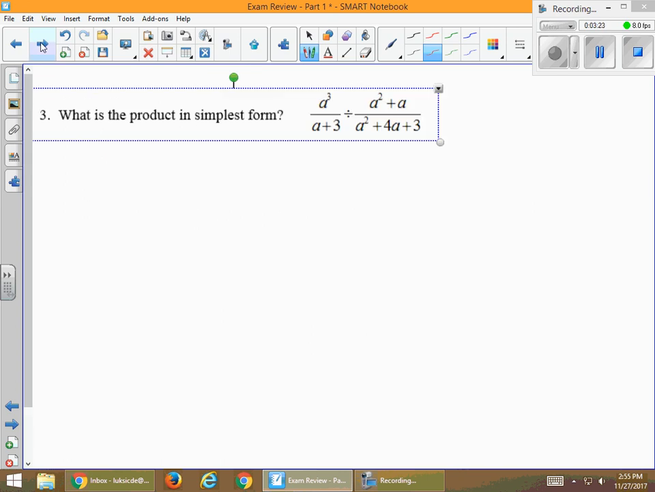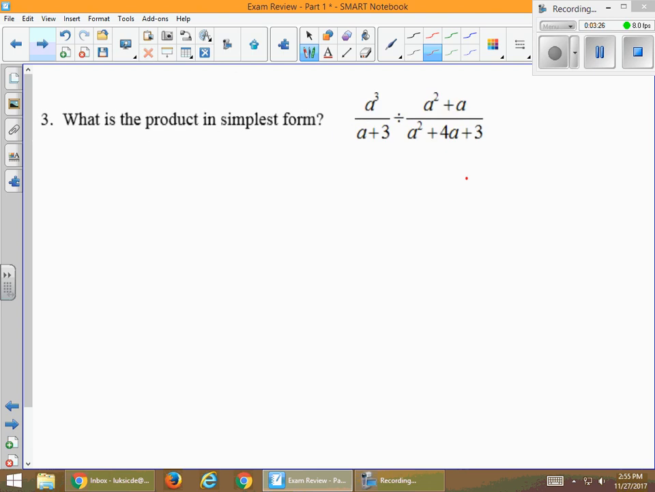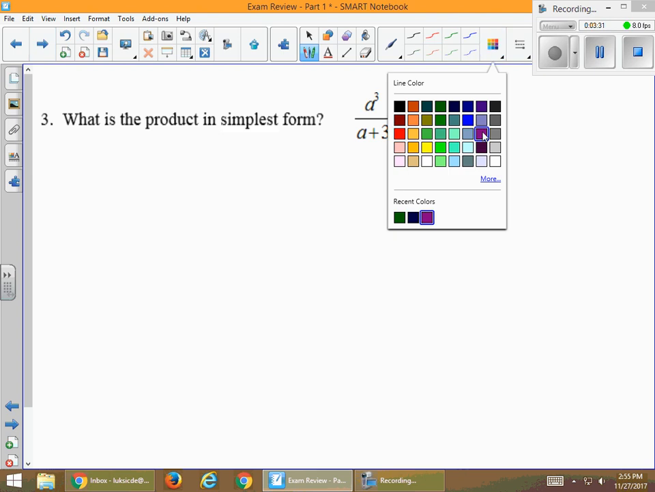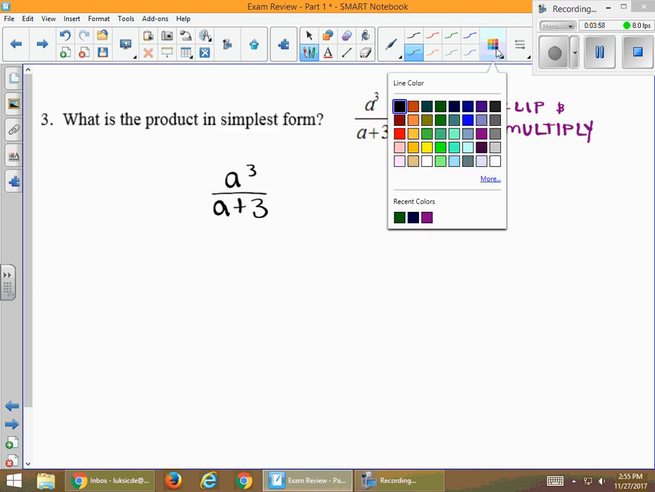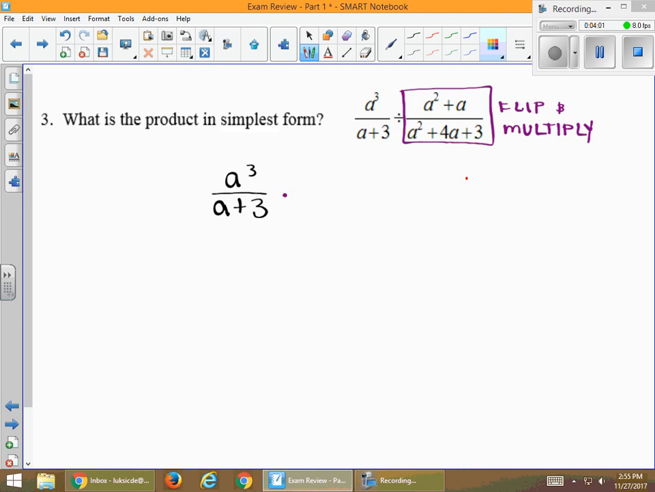This division problem works similarly to the first problem that we did. You can either flip the second fraction first, or you can factor first. I think I'll flip it so I have everything in the place that it needs to be. So my first fraction is going to stay the same. My second fraction is going to flip. So a cubed over a plus 3 is going to stay the same. I'm going to go ahead and flip that second fraction, and then I'll work with it.